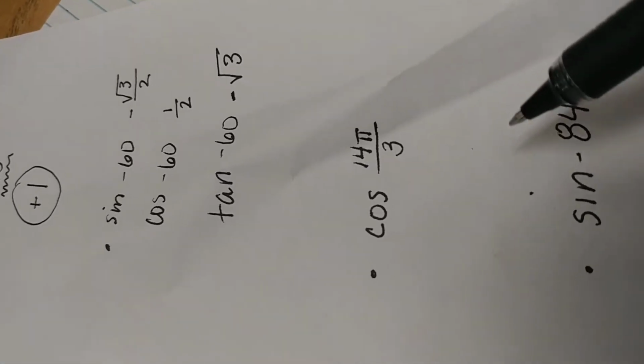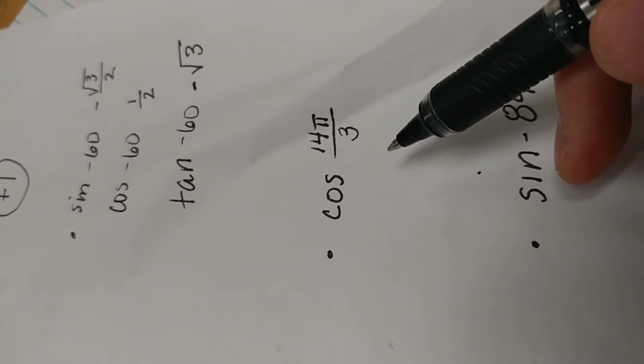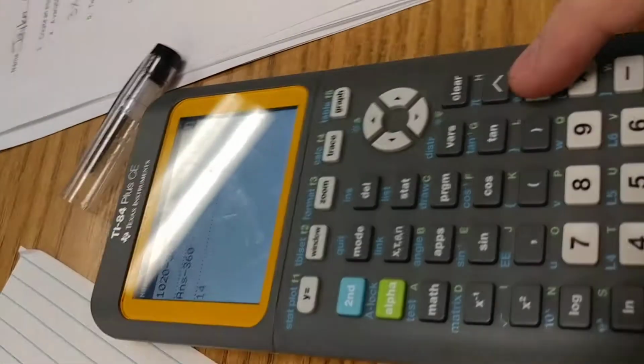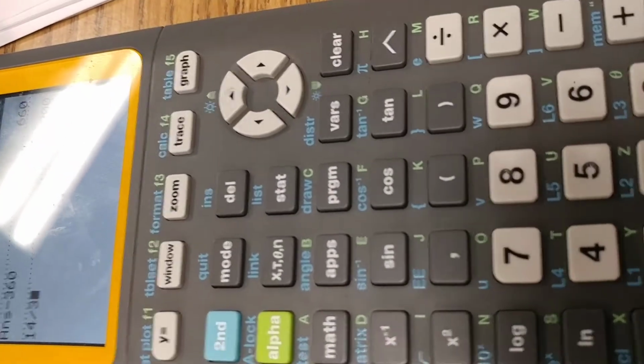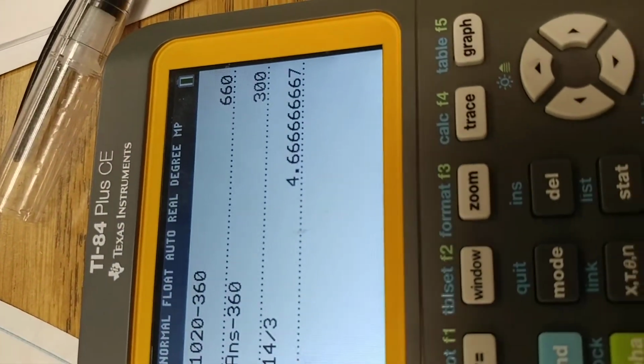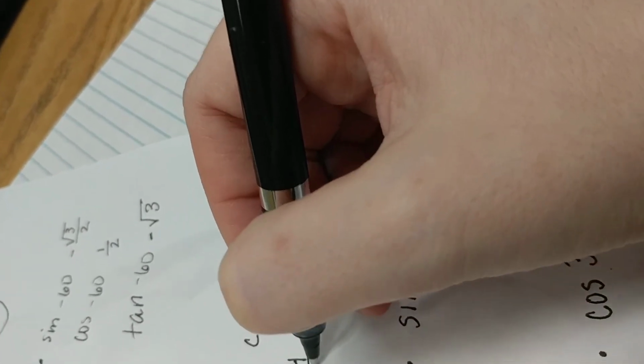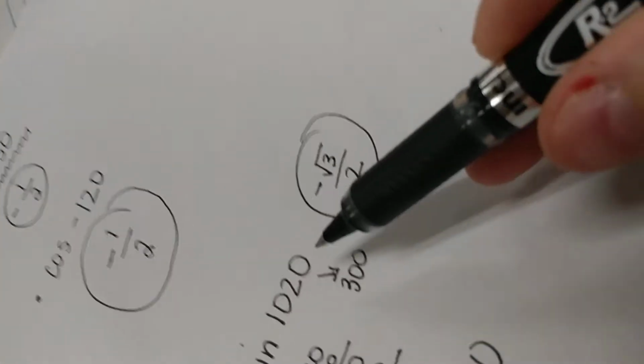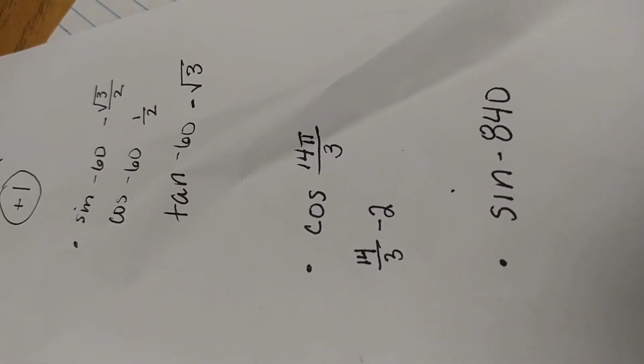Same thing here for 14 pi over 3. A unit circle only holds 2 pi. If you want to see if your answer is on there, you say very simply, 14 over 3. That's bigger than 2, so it's not going to work. You're going to say 14 over 3 and subtract 2 from it, because that's how many radians. Remember, this is degrees. This is radians. 2 radians is how much is in a circle.